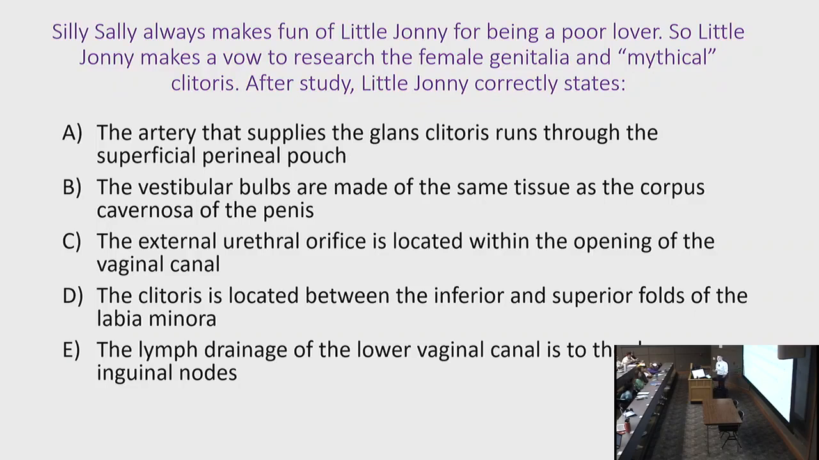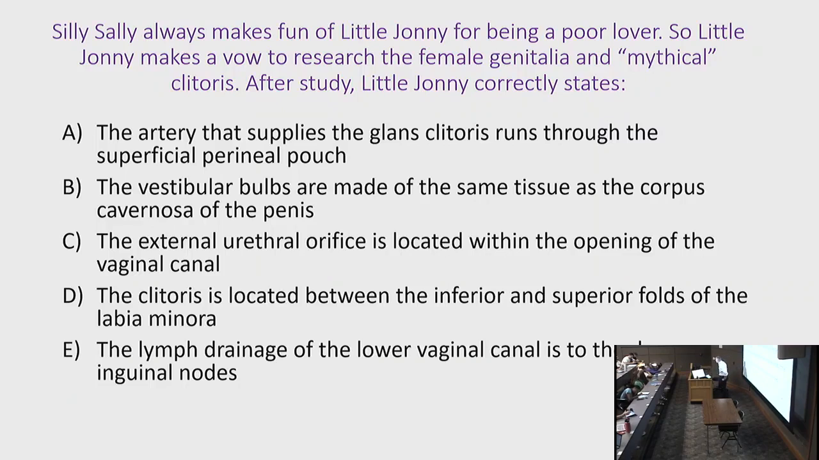What artery supplies the glans clitoris? Right, that's going to be the dorsal artery, and that goes through the deep perineal pouch. So A is incorrect. So little Johnny can't say that correctly. The vestibular bulbs are made of the same tissue as the corpus cavernosum of the penis. So this question is asking, are the vestibular bulbs the homolog to the corpus cavernosum? And we answered that in the last slide, they're not. So there are two different kinds of tissues: cavernous tissue versus spongy tissue.